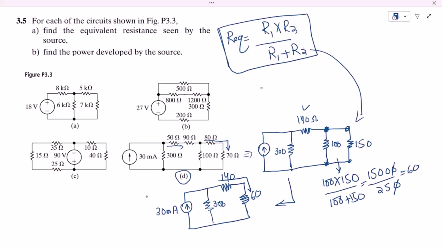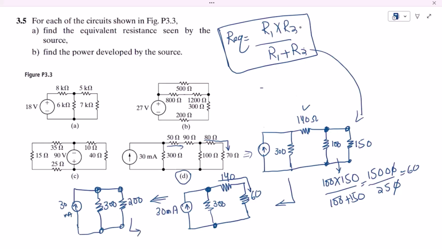So 140 plus 60 is how much? That is 200. Okay, and these two ends are connected with these two ends. You can see that the equivalent ends are connected with the two ends of this 300 ohm resistor. So this is 300 ohm, and here we have this 30 milliamps source. Now we can see the two ends are connected directly with each other, so according to the definition, these are in parallel with each other.